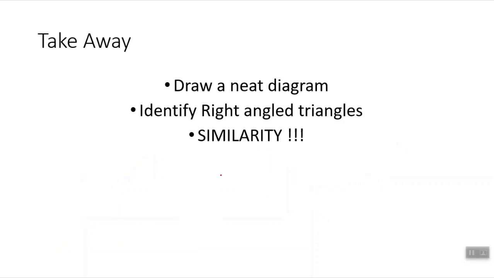Draw a neat diagram, of course. Geometry is becoming a section where CAT does not give you any figures whatsoever. So draw a neat diagram. Identify special triangles, right angle triangles, equilateral triangles, Pythagorean triangles, and look for similarity, and you're done.